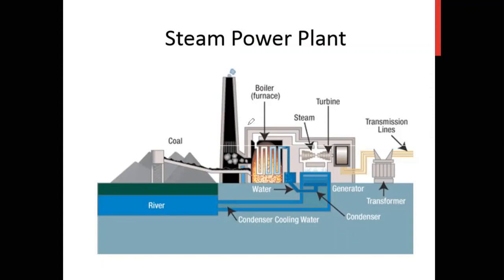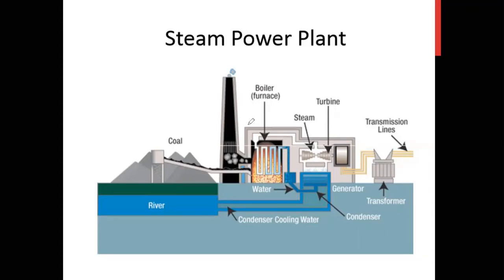Before going further, one more thing is important: a steam power plant requires water. So we cannot place a steam power plant in a dry area. It should be situated near a river where we can get water. Always remember the steam power plant will be situated near water sources, because that is where we will collect the water to make steam.